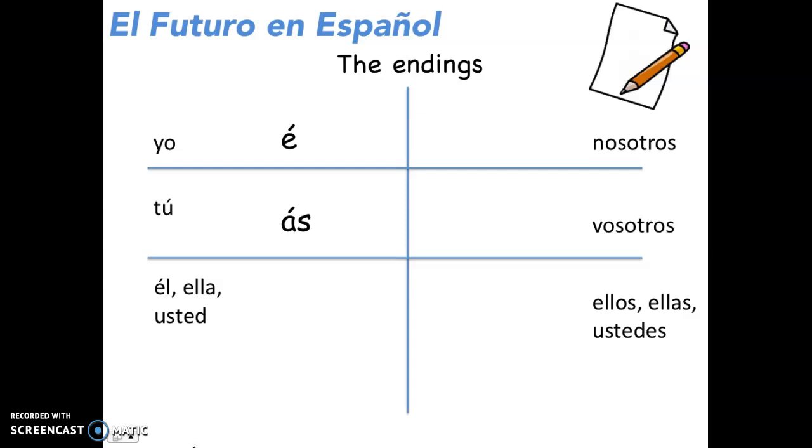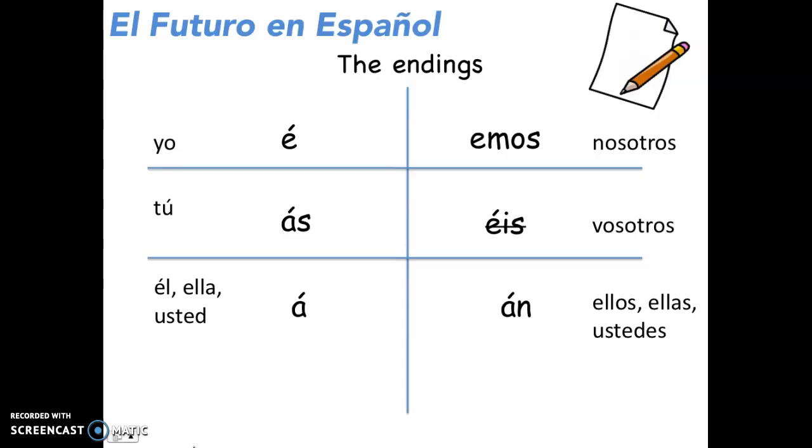The tú form is ás, A-S, the A has an accent. El, ella, usted is á, A with an accent. Nosotros, emos. And ellos, ellas, ustedes, án, and the A has an accent. And of course there's the vosotros form, éis. We're not going to be using the vosotros form, but if you want to know it or you want to challenge yourself with vosotros, feel welcome to do so. Notice that all of the verb endings have an accent mark except the nosotros form.